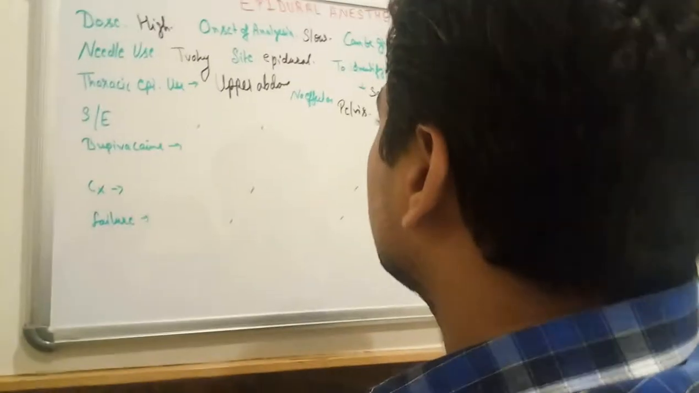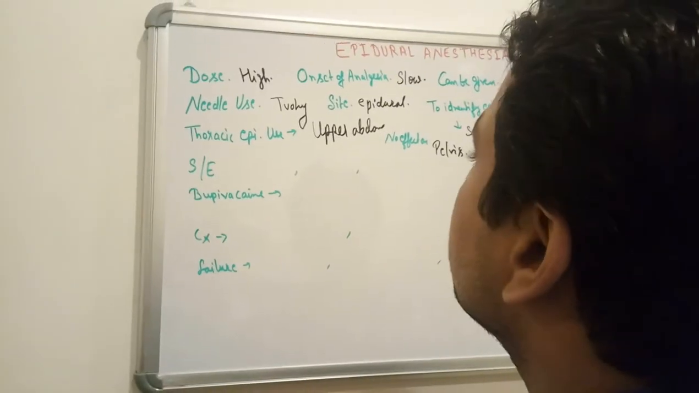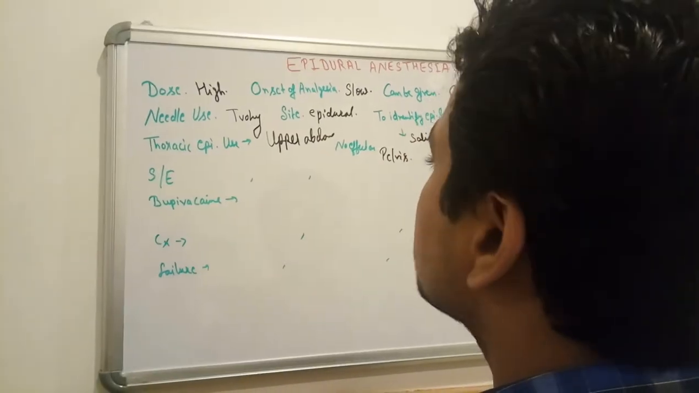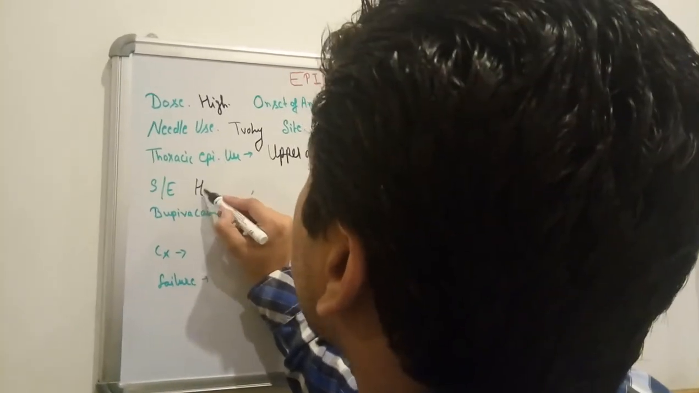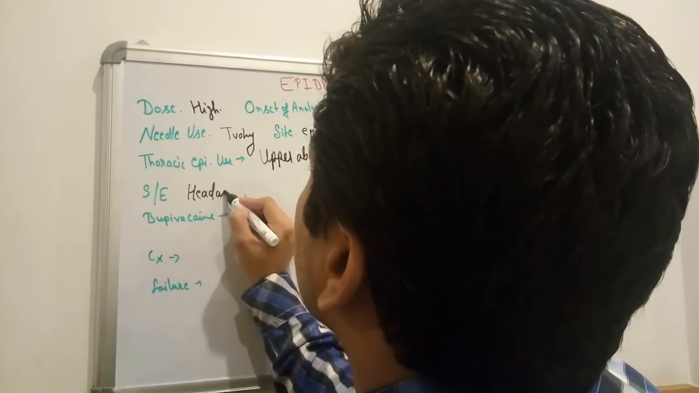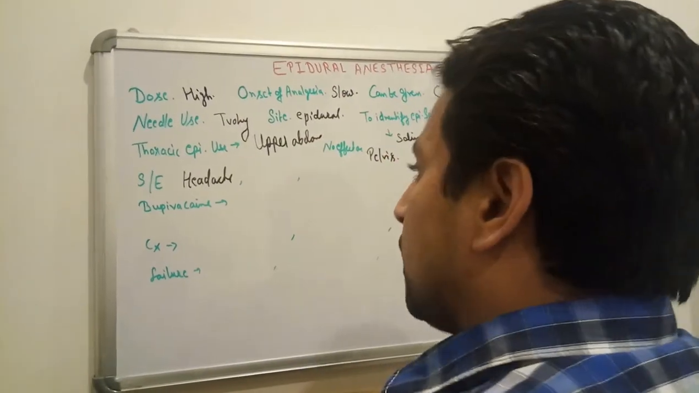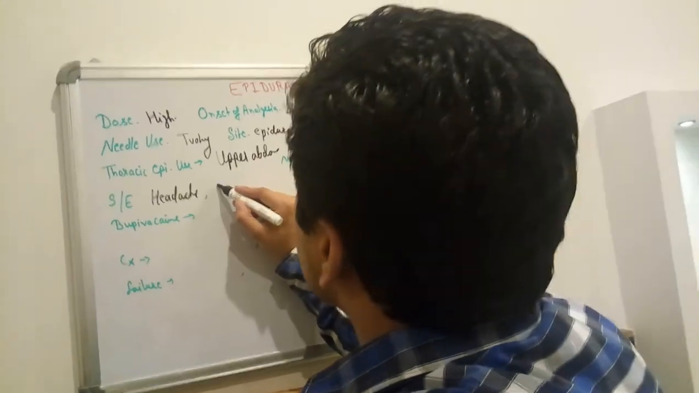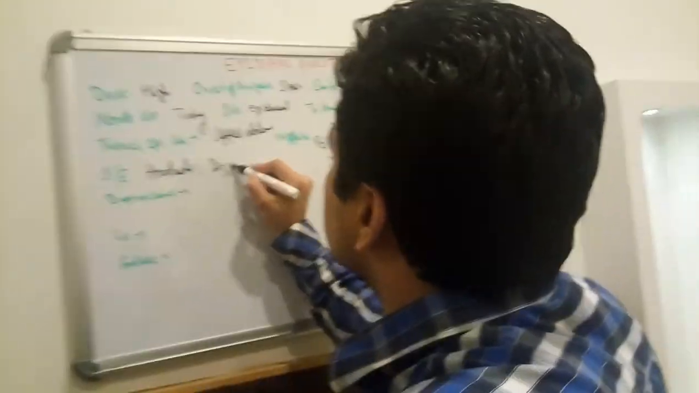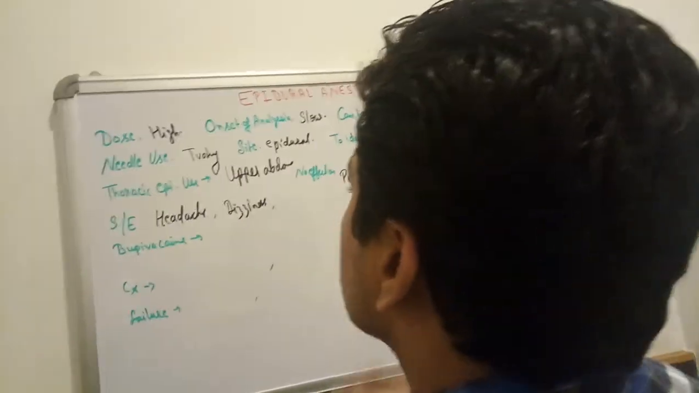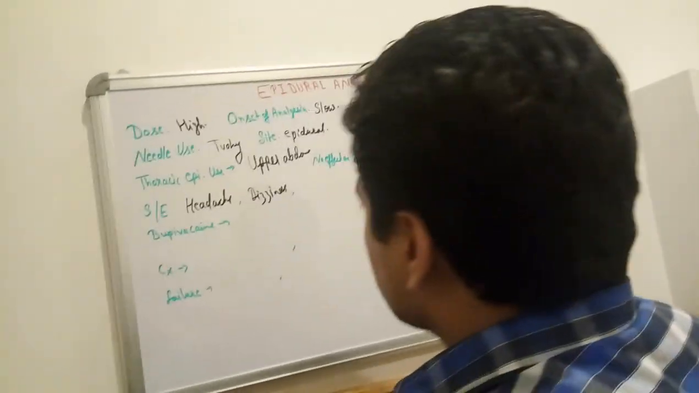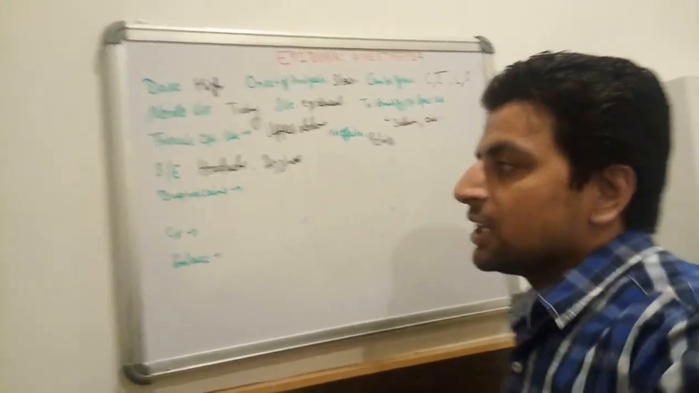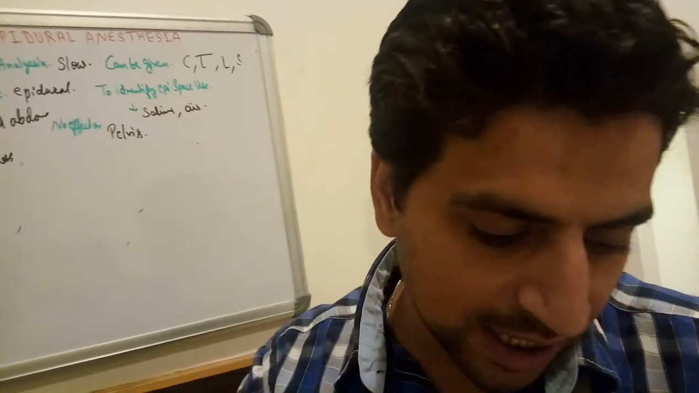So we are going to know the side effects of the anesthesia, which I already told: headache, due to cerebral outflow, headache, vertigo, dizziness are sometimes the side effects. And what more side effects do we include?